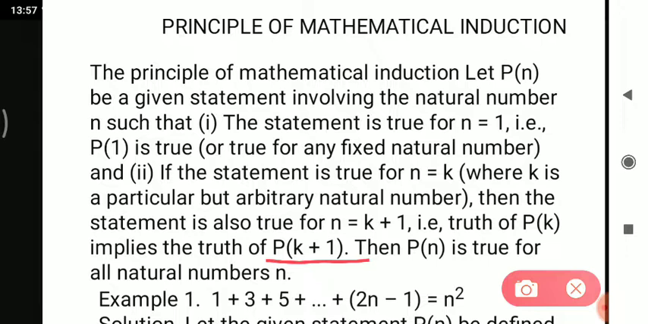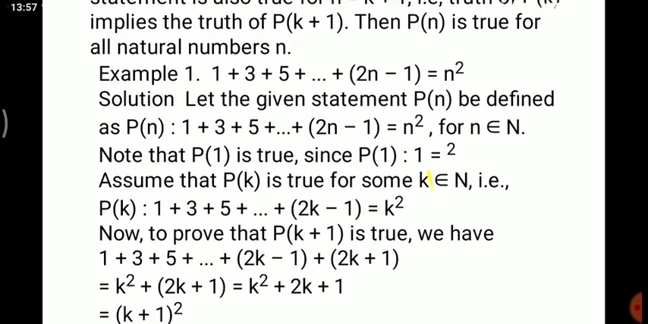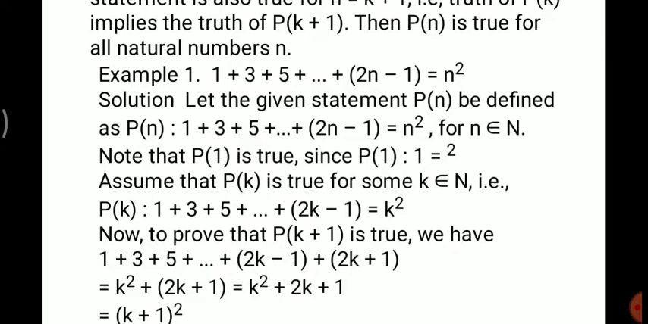Since we know that the difference between consecutive natural numbers is 1, the theorem is true for every pair of consecutive natural numbers, hence it can be proved for any natural number. So the first example we are taking is 1 plus 3 plus 5 up to 2n minus 1, that is the sum of the first n odd numbers. Their sum is n square. This is the theorem we have to prove by mathematical induction.